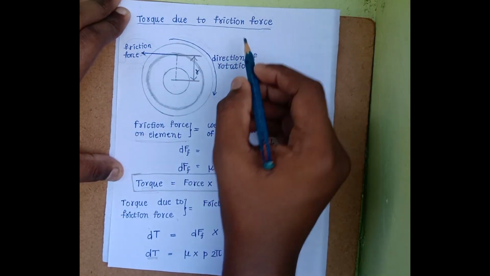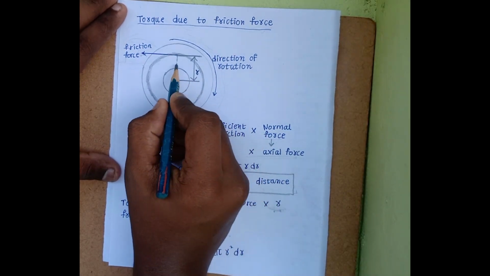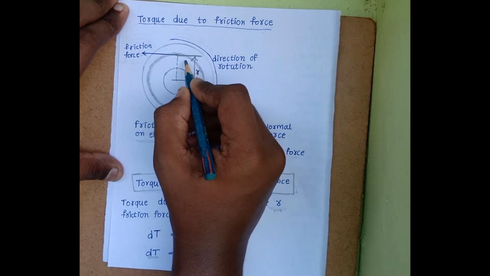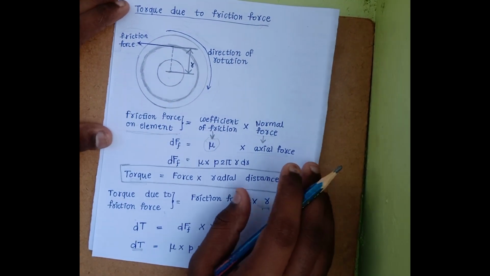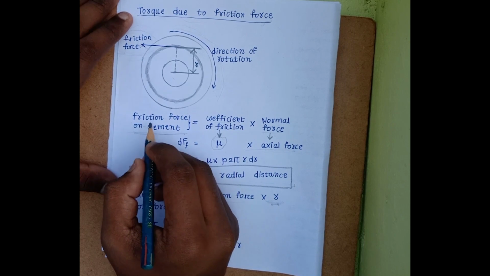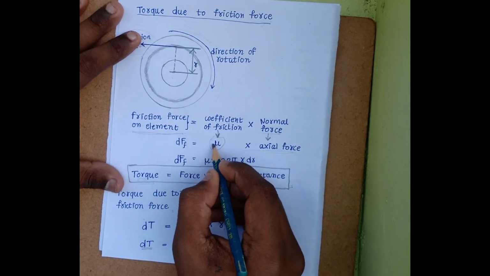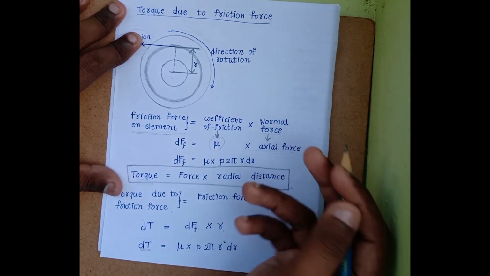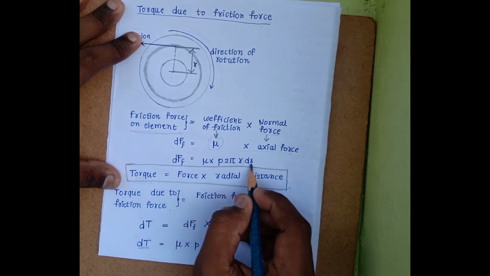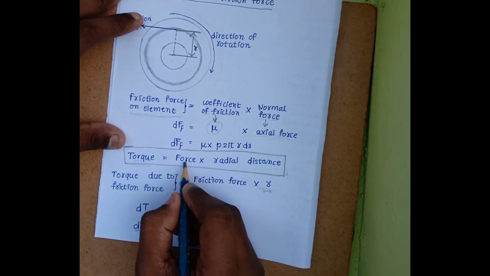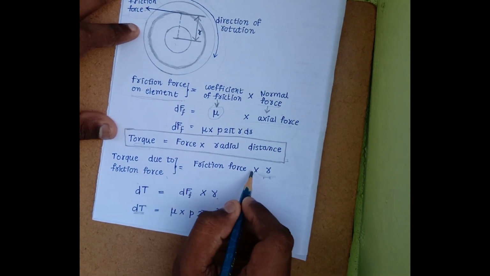Torque due to friction force. If we assume the direction of rotation of the clutch is in this direction, then the friction force will be in the opposite direction and it will act at a distance of r from the center. Friction force on the element is equal to coefficient of friction into normal force. Let's say coefficient of friction is mu and normal force is the axial force only. So dFF is equal to mu times P 2 pi r dr, and torque is equal to force into radial distance. So torque due to friction force is equal to friction force into r.